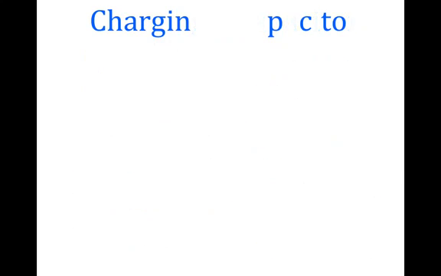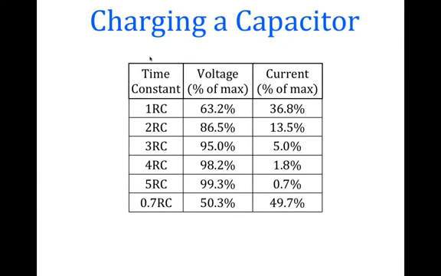Now we can summarize that with this table. This is the time constants 1 through 5. This is the voltage expressed as a percent of the maximum. This is the current expressed as a percentage of the maximum. And these are the values that we got for the increasing voltage and the decreasing current. You'll notice if we add these two values up, they add up to 100%. Sometimes we want to know when the voltage across the capacitor is 50% of the maximum, and when the current is reduced by 50%. That occurs at just about 0.7 time constants.